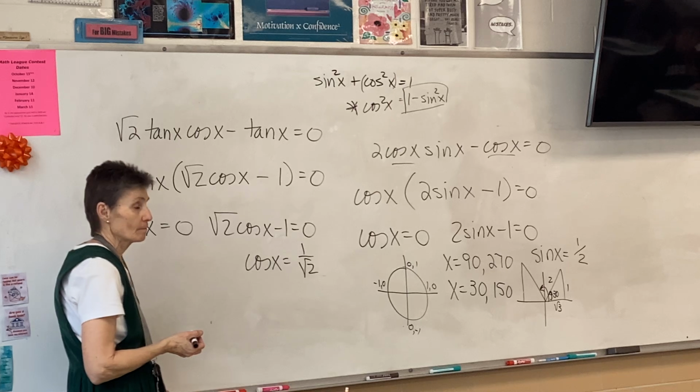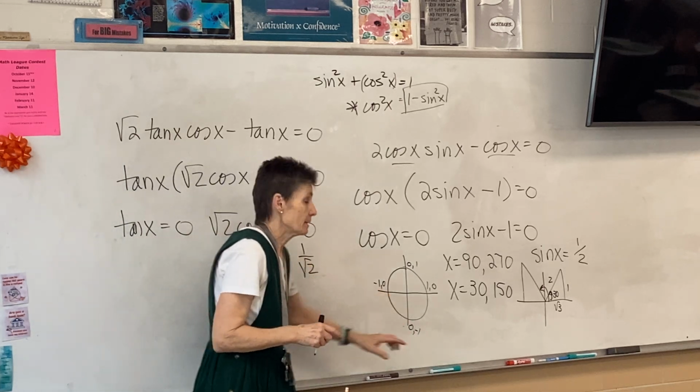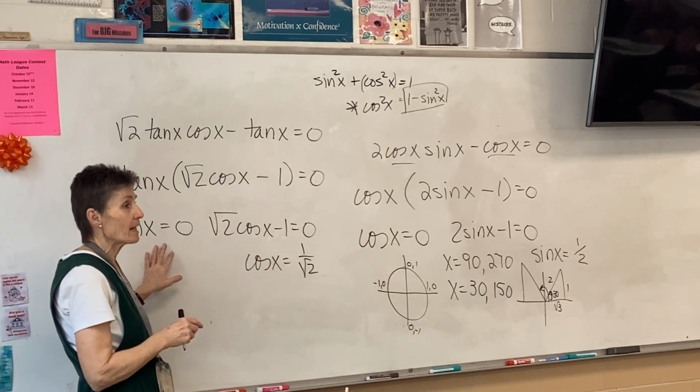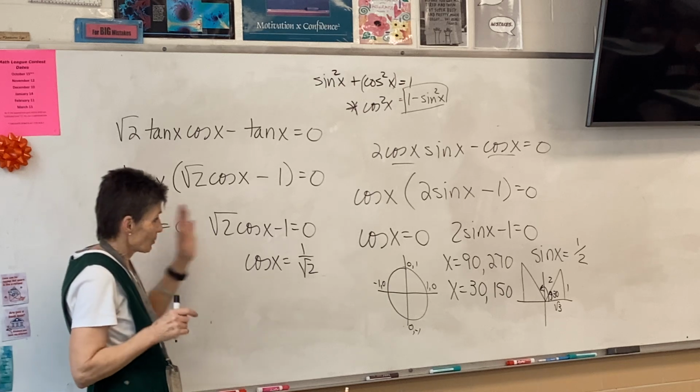So tan would be, is tan y or x? That means it's a 45. Let's look at this, tan 0. Can't draw a triangle with a side of 0. So we're going to look at our circle.